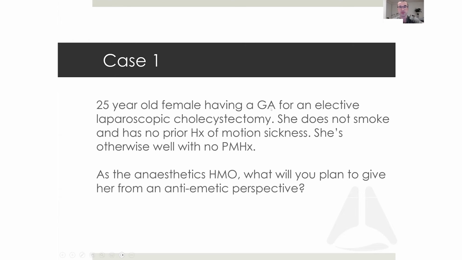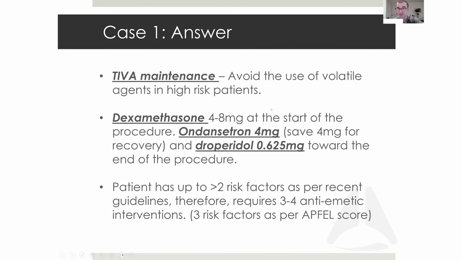That's exactly what I would be doing in this instance. So I'd be opting for TIVA as maintenance because this patient's high risk. I'm going to give her dexamethasone at the start of the procedure, some ondansetron at the end, as well as some droperidol at the end. And then you may consider some rescue therapy, you can consider adding in some cyclizine or something like that. But I think this would be sufficient to address this patient's risks. And it'd be pretty much the same protocol, whether you look at the Apfel score or the new guidelines. It'd be very similar.